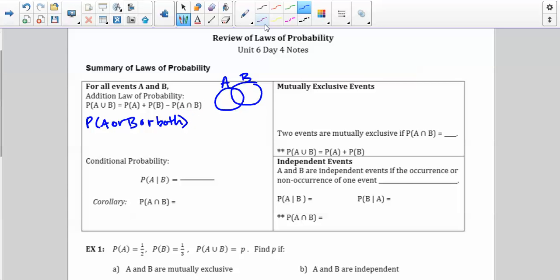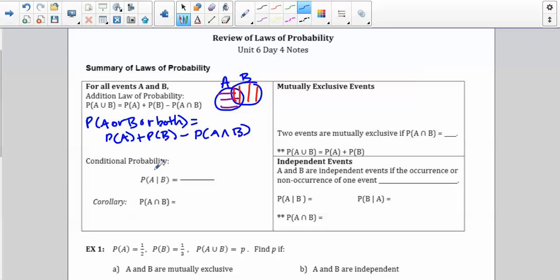it's equal to the probability of A happening plus the probability of B happening. But since we count this overlap area twice, we need to subtract that out. That's the intersection of A and B. That's the probability of both of them happening. So it equals the probability of A plus the probability of B minus the intersection, because we had counted that part twice.